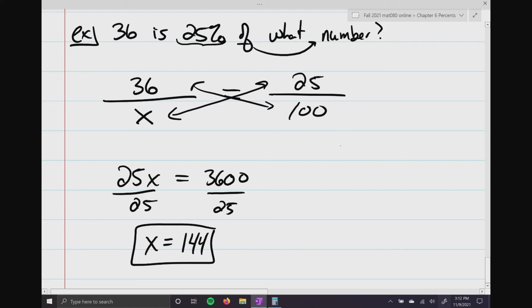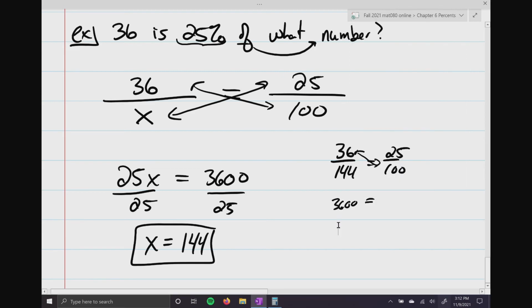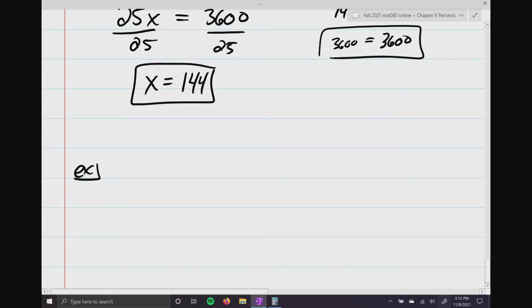Now, the easy way to check yourself is to take your answer, substitute it in, and cross multiply. Now, we already know 36 times 100. We already know that's 3600. What's 25 times 144? That's easy. Just take 25 times 144, and you get exactly 3,600 again. All right, so I'll do one more like this, and then that's going to be it for this video. So it's a nice short one.